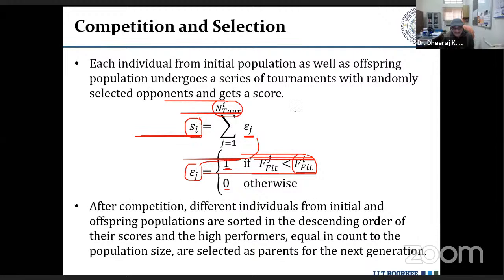So each individual from initial population as well as offspring population will have such scores. So once tournament is over, all individuals from initial population and offspring population have undergone a series of tournaments. So what we do, we sort different individuals in descending order of their scores, these values, in descending order.